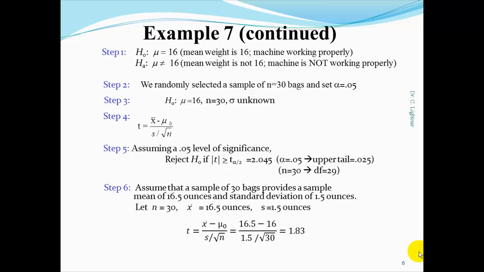In step 3, we should research to find the appropriate test statistic and rejection rule for our scenario. Before beginning our research, we should note our null hypothesis, which is the population mean equals 16, our sample size, which is n equals 30, and any information that we know about the population. For this problem, the population standard deviation was not given, therefore sigma is unknown.